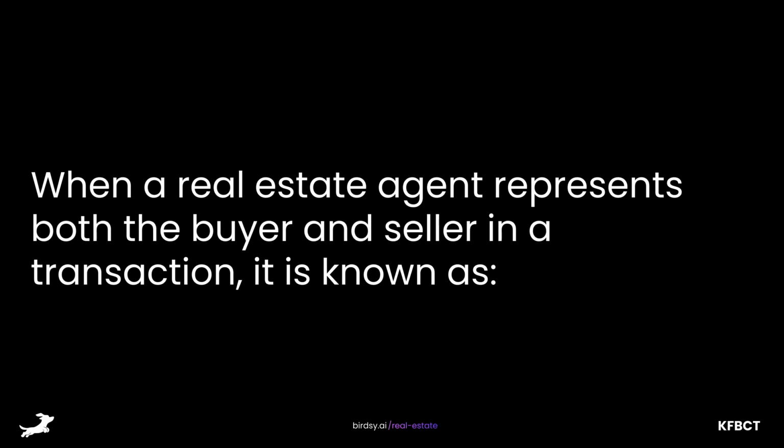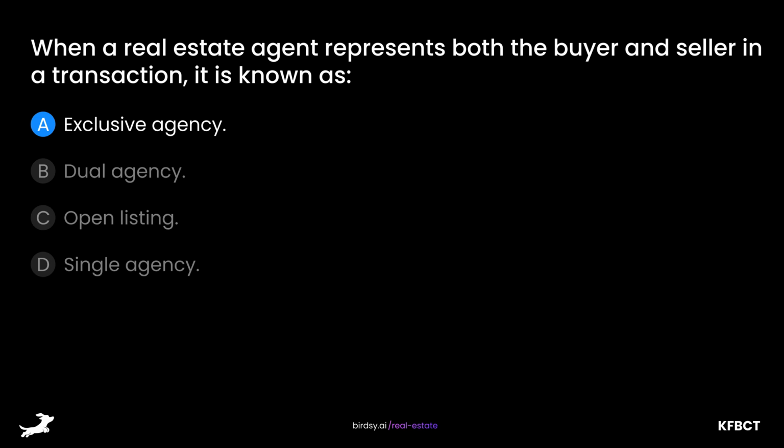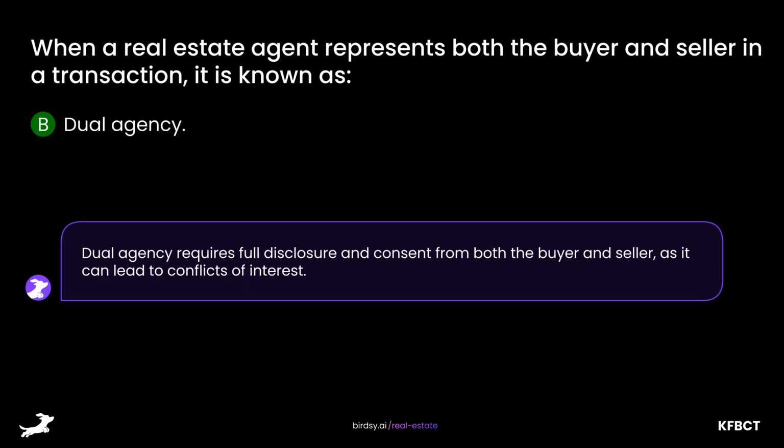When a real estate agent represents both the buyer and seller in a transaction, it is known as, is it A, exclusive agency, B, dual agency, C, open listing, or D, single agency? The answer is B, dual agency. Dual agency requires full disclosure and consent from both the buyer and seller, as it can lead to conflicts of interest.